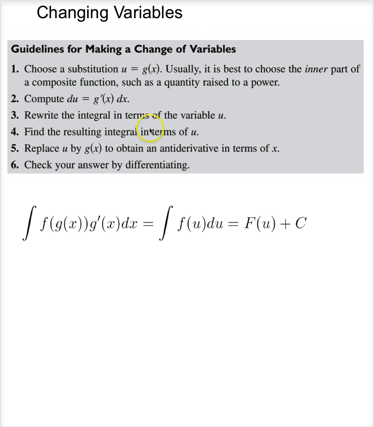So to do these problems, what you want to do is find a substitution for u. It's usually the inside part of your function, the inside of something to a power or the inside of a trig function. And then you find du, which is g prime dx. Then you rewrite the entire integral in terms of u, integrate with respect to u, and then substitute back. Anywhere you have a u, put it back in terms of x. And then you can check your answer by differentiating.